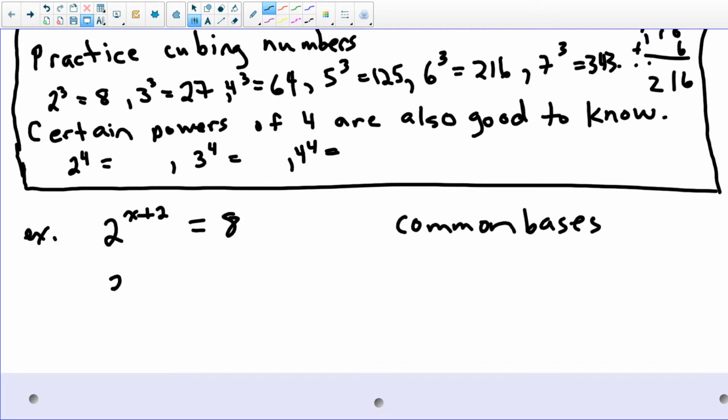So 2 to the x plus 2 doesn't change. We need to write 8 as a base of 2. And, well, looking up here, we see that that answer is 3. And now I drop the bases.